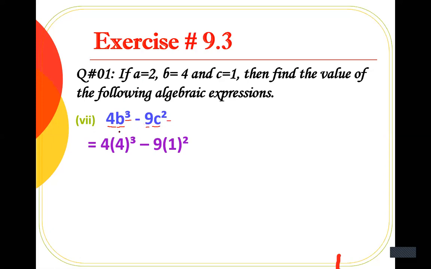First you will write your coefficient 4, then bracket, then the value of b, then bracket close and your exponent 3, then minus, then coefficient 9, then bracket, then value of c here, that is 1, and then bracket close and 2. This bracket indicates the multiplication.